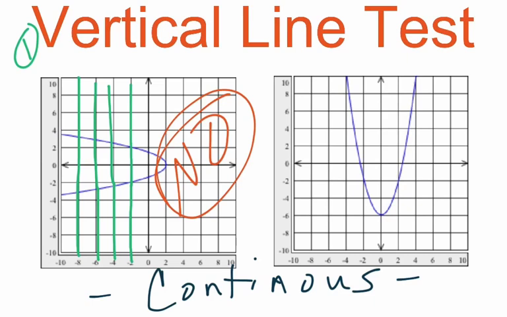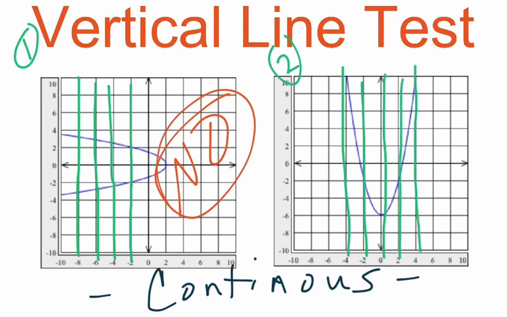If we do the second continuous graph over here, and I'm going up, I think I only hit one spot right there. I don't hit another one. I hit one spot, I don't hit another one, and I hit one spot, then yes, this one is a function because we only hit one spot.